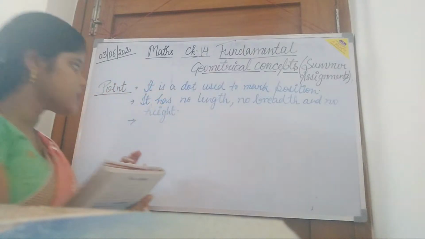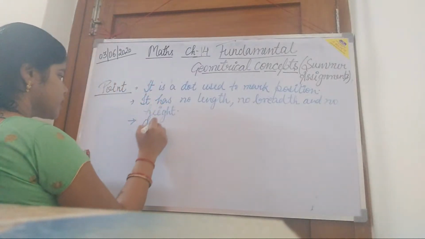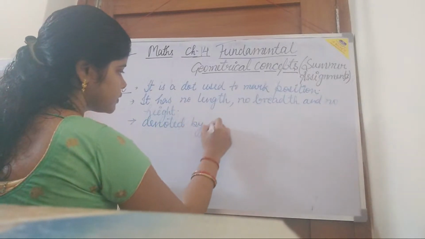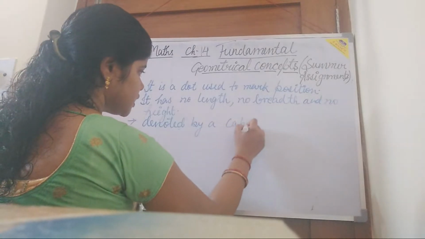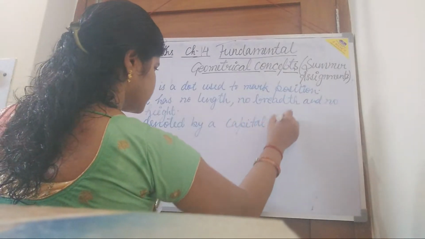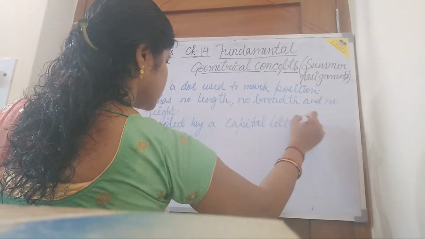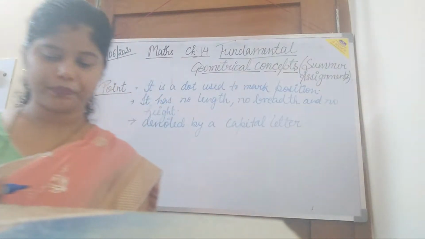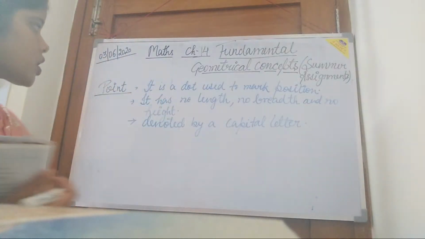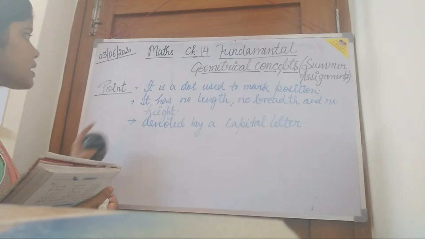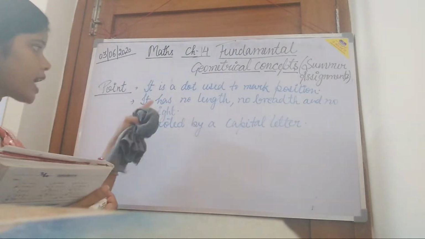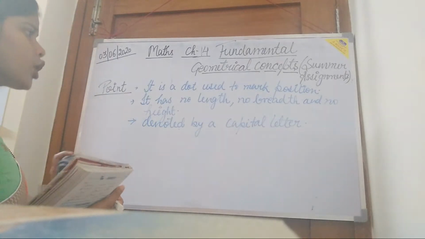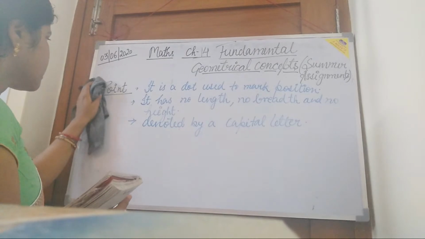And a dot is always denoted by a capital letter of English alphabet. So this is a point. Point means it is a dot used to mark position. It has no length, no breadth, no height. It means it is dimensionless. Third, denoted by a capital letter. Now the next one.